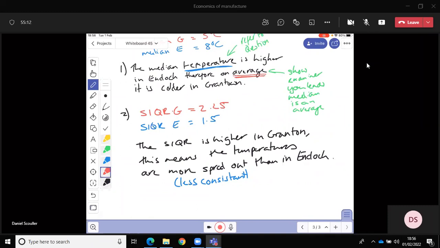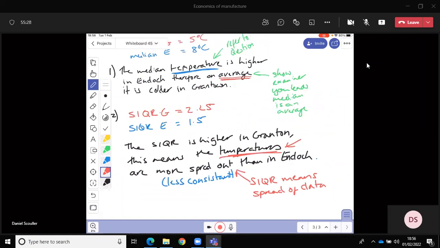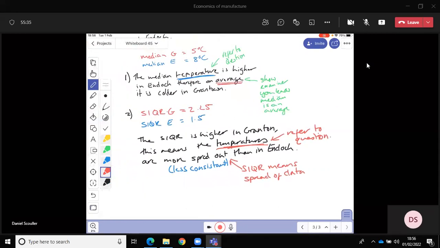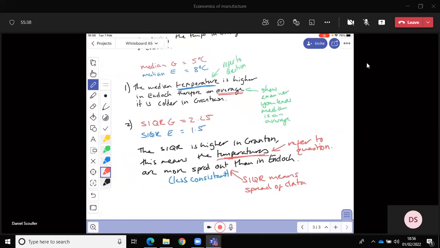It's important that you show you understand SIQR means spread. And it's important to refer to the question. That bit isn't hard. It's an easy 2 marks, but you need to do those things. Refer to the question and give a wee bit of understanding about what those numbers are.